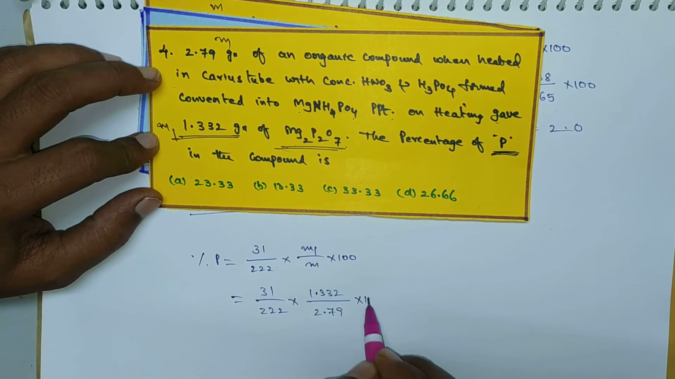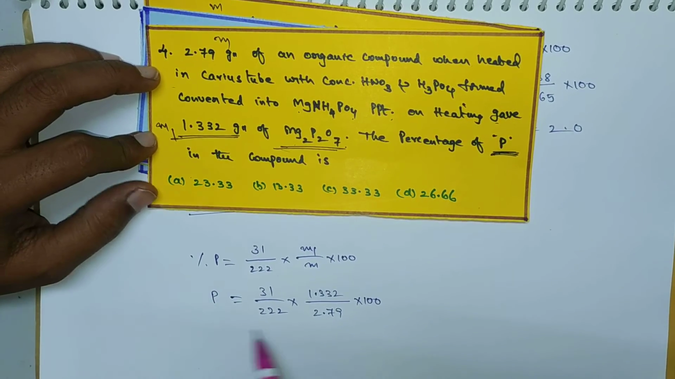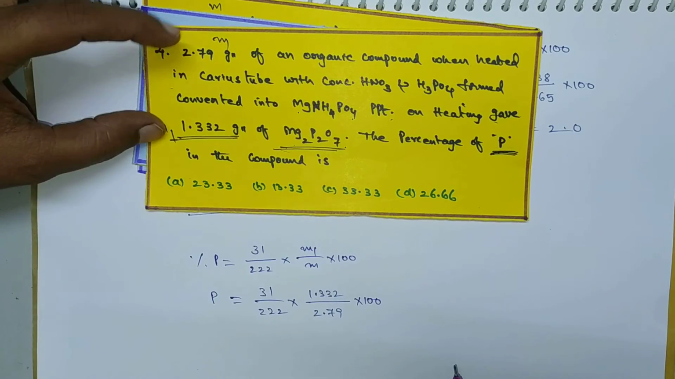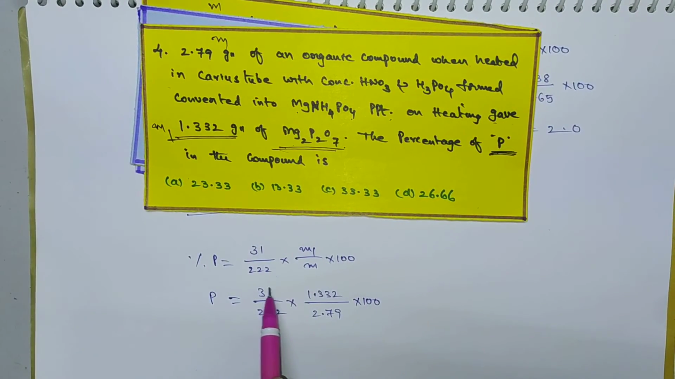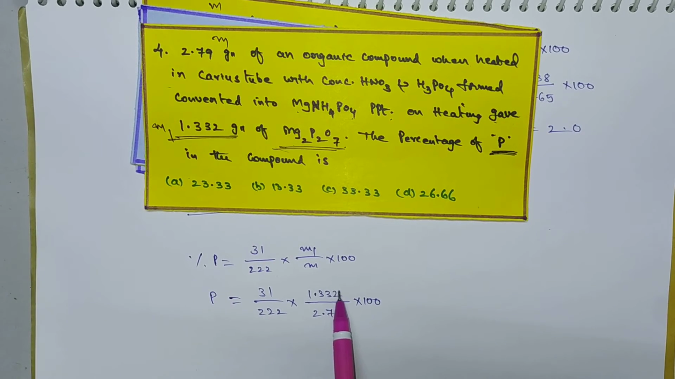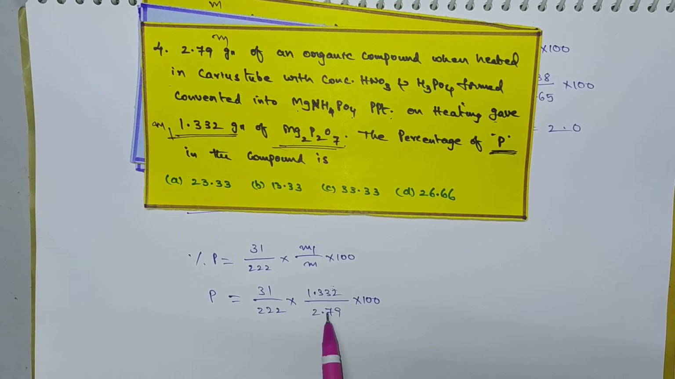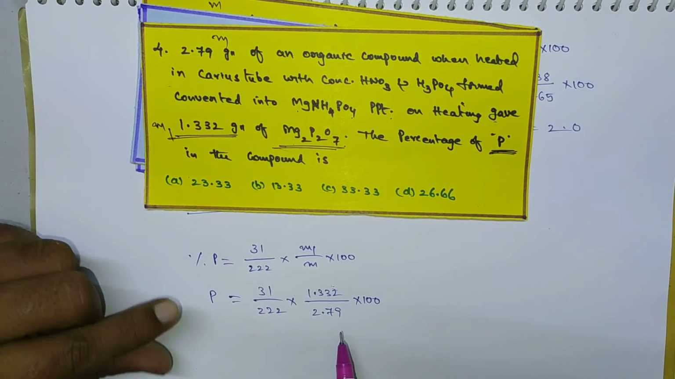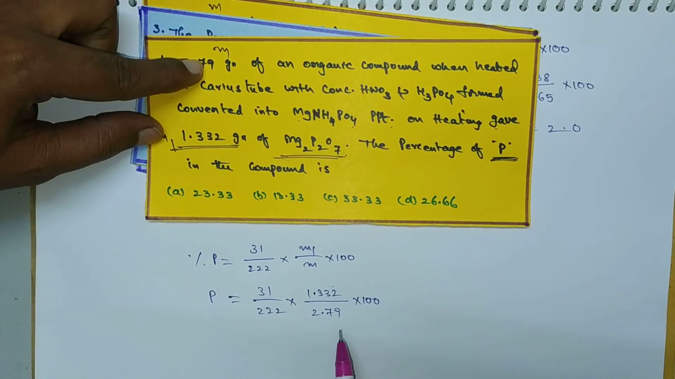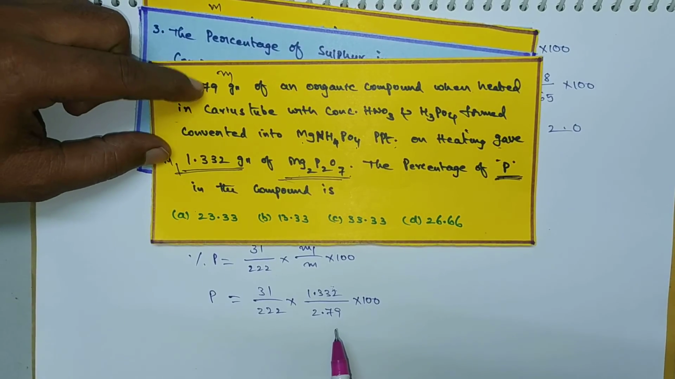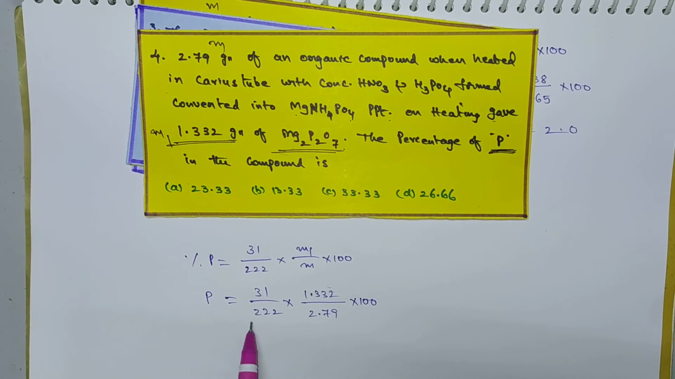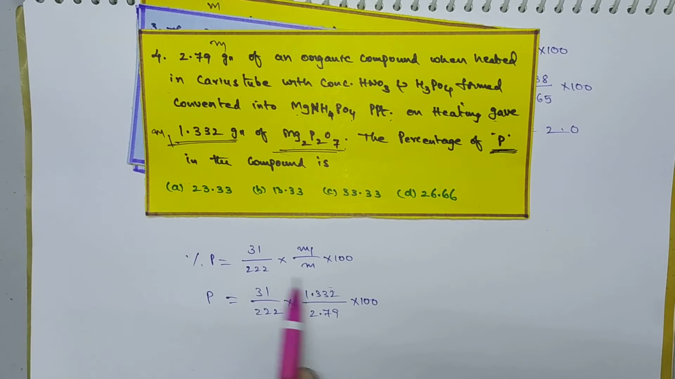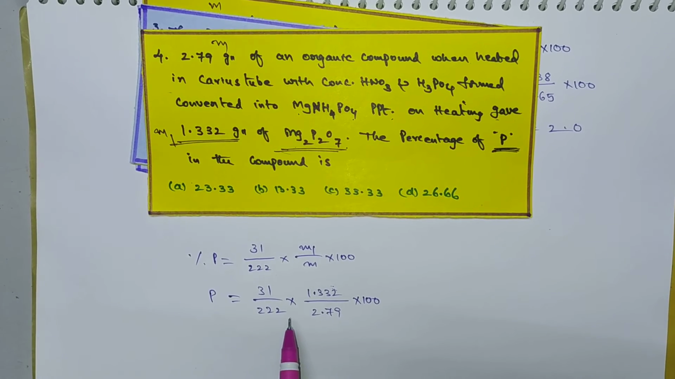2.79 into 100. Here you can easily identify which one is m and which one is m1, because you always get the smaller value in the numerator and the larger value in the denominator. In this way you can easily tell which one is m and which one is m1, so you don't get confused between these two. Okay, clear? The smaller value is in the numerator and the larger value is in the denominator. By this trick you can easily remember without any confusion.